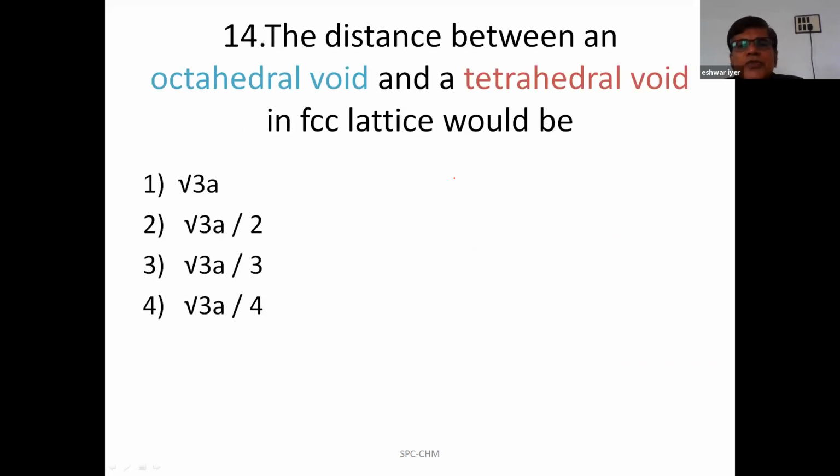The distance between an octahedral void and a tetrahedral void in FCC lattice would be, it's a very, very tricky question. Both the voids are there in the FCC lattice. You'll have to find the gap between one tetrahedral void and one octahedral void. So the clue can be shown in the diagram. I'll show you the diagram here. So I'll write the cube for you. The straight line is not coming. Okay, no problem. I'll get the position.